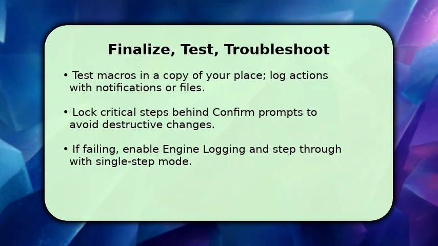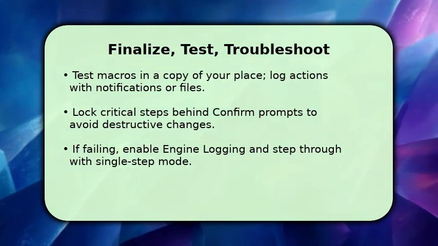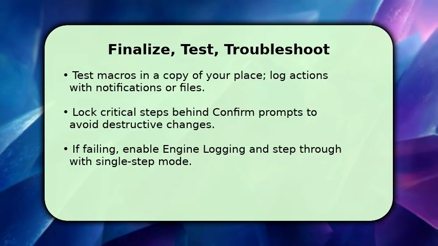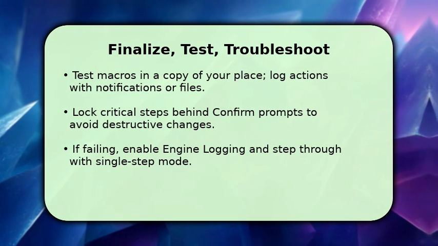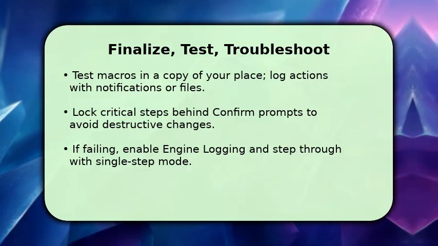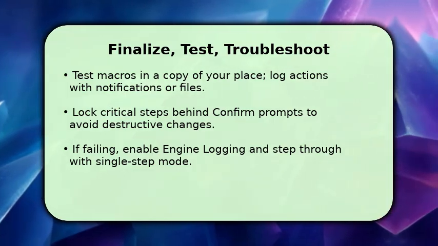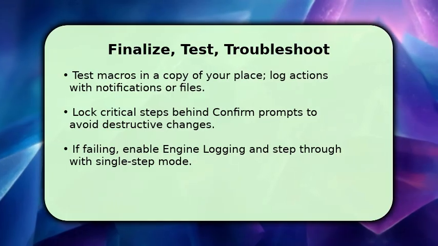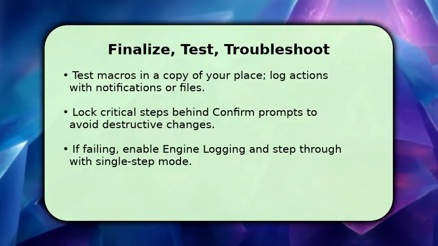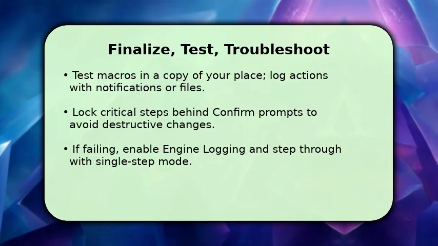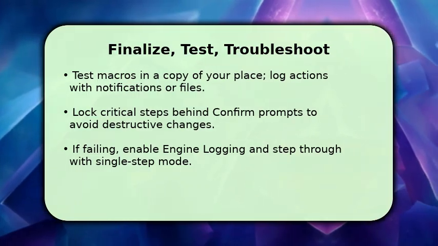Finish by testing thoroughly. Run macros in a duplicate place and watch notifications or log files you added to trace actions. Make destructive steps require confirmation prompts so you don't overwrite work accidentally. If something fails, step through the macro in single-step mode, inspect variables, and increase specific pauses where Studio is slow.